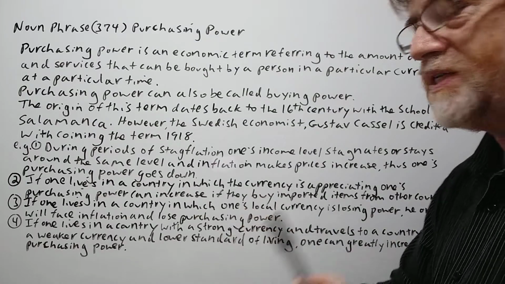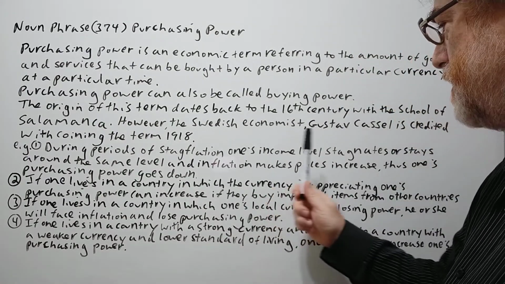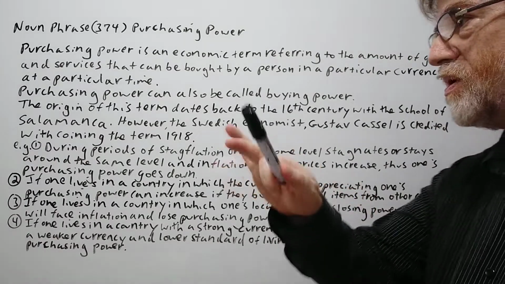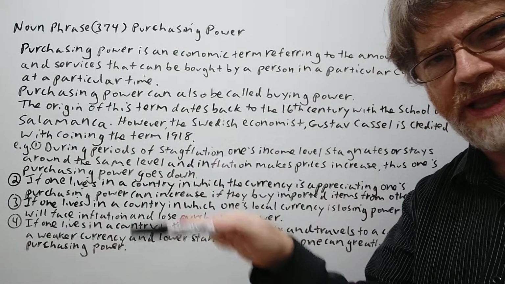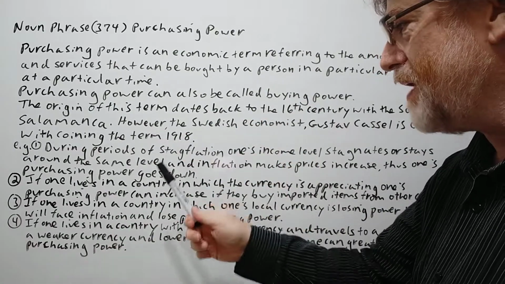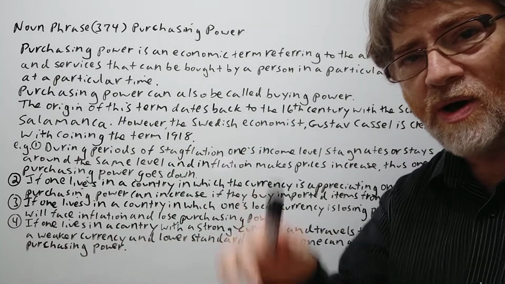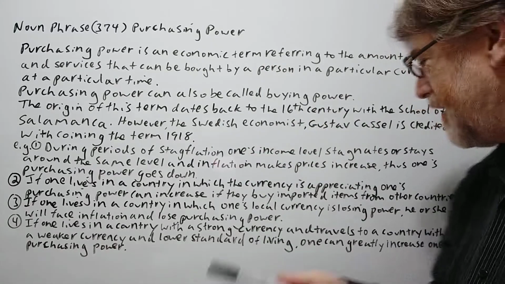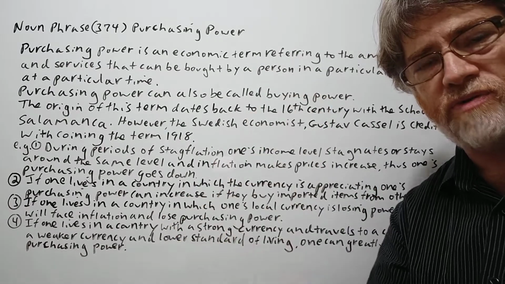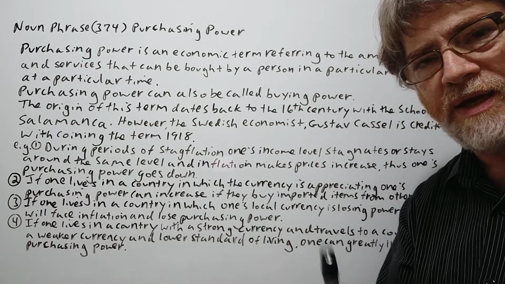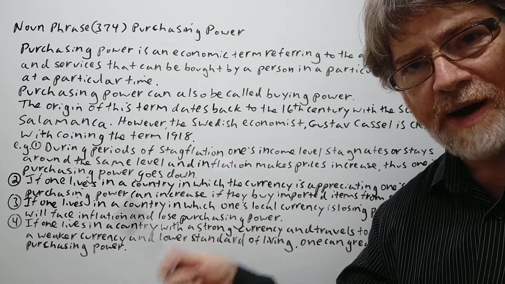During periods of stagflation, now remember, we did a video before on stagflation, one's economic level stagnates or stays the same. So it's not like your income level necessarily goes down a lot, but it's not really going up. But the problem is there's inflation, so prices are going up. So if prices go up and your income level stays the same, thus one's purchasing power goes down. So that's how it works. Suddenly, with the same amount of money, you can't buy as much. So therefore, your purchasing power goes down.